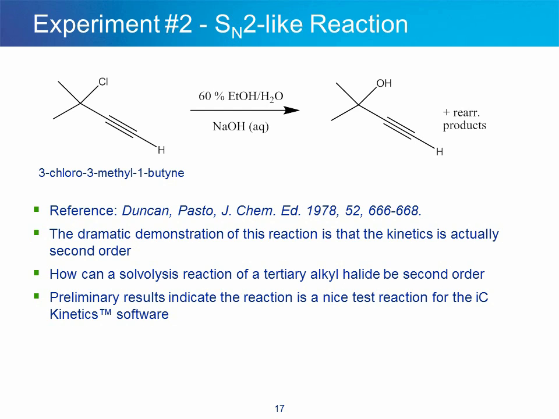The next reaction that I would like to discuss is the SN2-like reaction of 3-chloro-3-methyl-1-butene. In 60% ethanol water and sodium hydroxide, this reaction produces a butynol product plus some rearrangement products. The reference is Duncan and Pasteau, J. Chem Ed, 1978. The dramatic demonstration of this reaction is that the kinetics is actually second order.